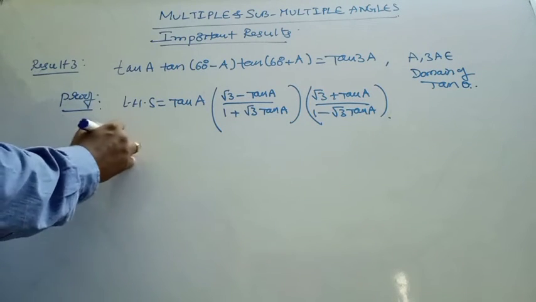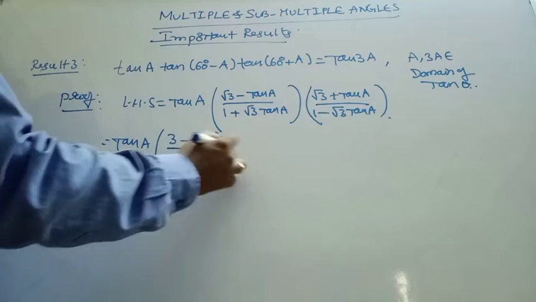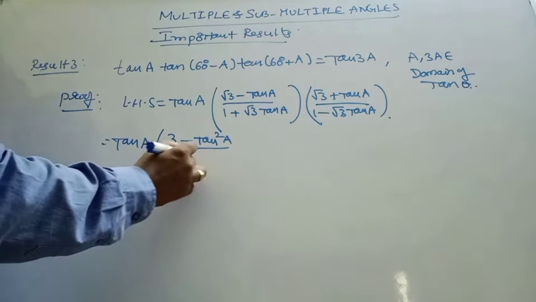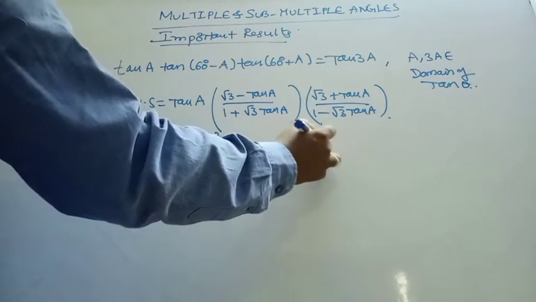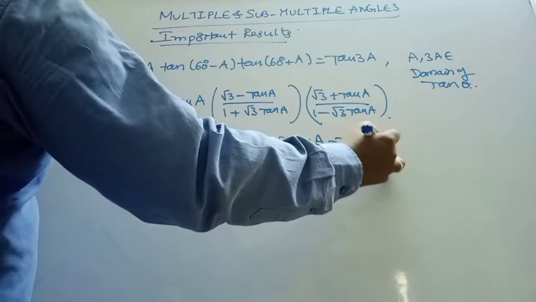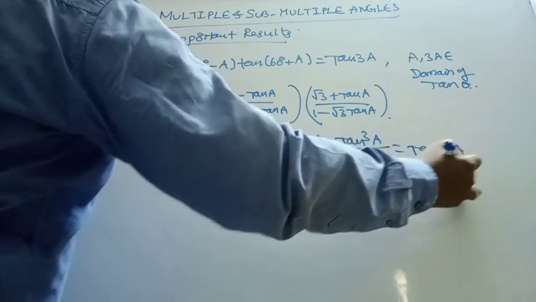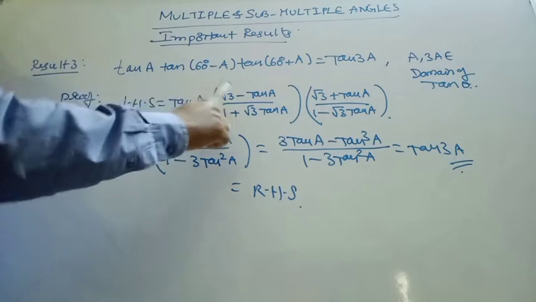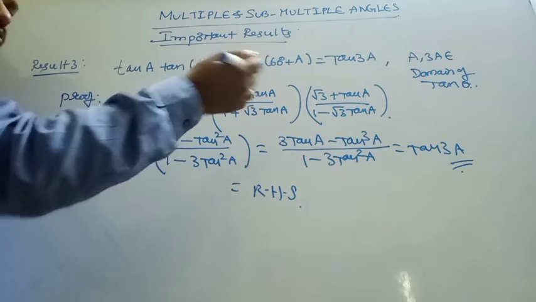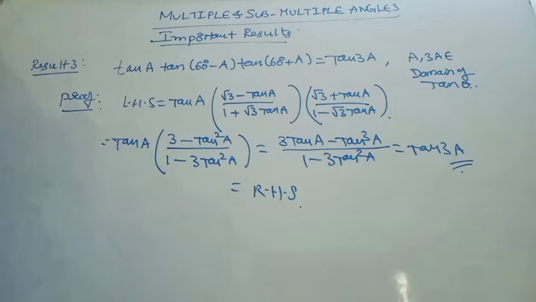Now this is equal to tan A into (3 minus tan square A) by (1 minus 3 tan square A). It's a wonderful result. Now if you just multiply this, what you get? 3 tan A minus tan cube A divided by 1 minus 3 tan square A. This is nothing but tan 3A. See how beautifully we have got the right hand side. Actually we have a direct formula, but however we have once again proved it here using tan(A minus B) into tan(A plus B). We took the left hand side, and we proved the right hand side very beautifully.